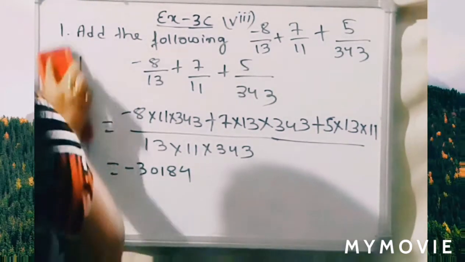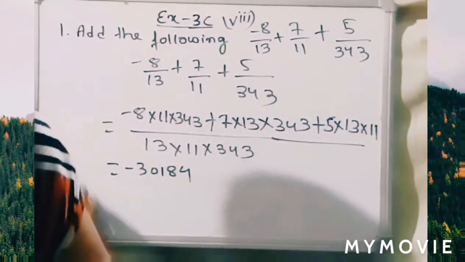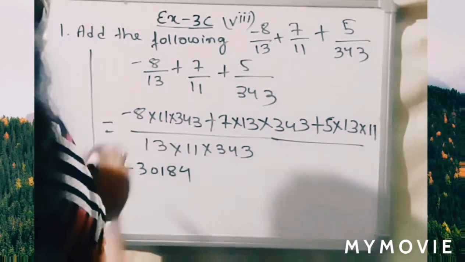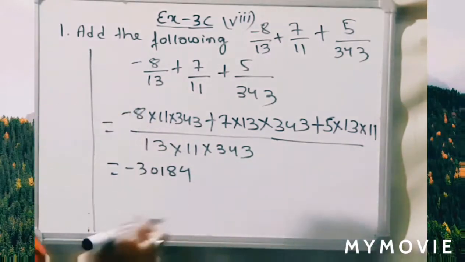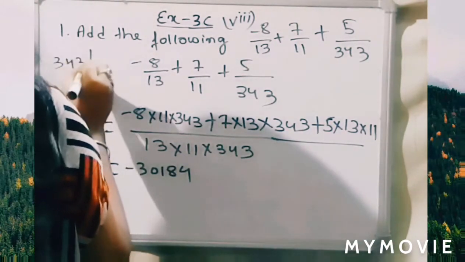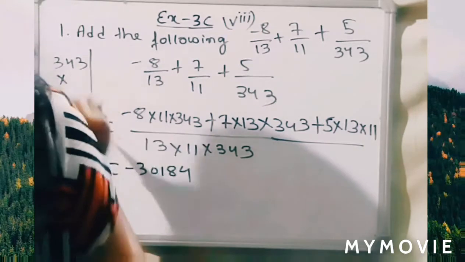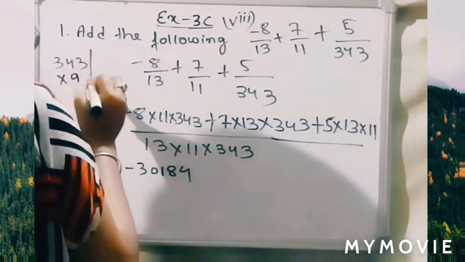Now next multiplication you do. These questions are very lengthy. 13 7s are 91. I know the 13 table, that's why I am not having the problem. But you have to do the multiplication. 13 7s are 91.